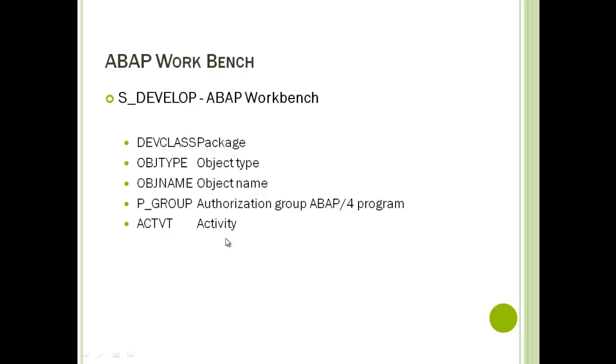As I said, this is one of the very critical authorization objects, meaning to say, let's say you have this authorization object assigned with activity 03, then you will be able to go to the program and identify what is the code for this specific program. That is the example for 03. Example for 02, that means you can modify this code. The activity 02 means you can modify the code.